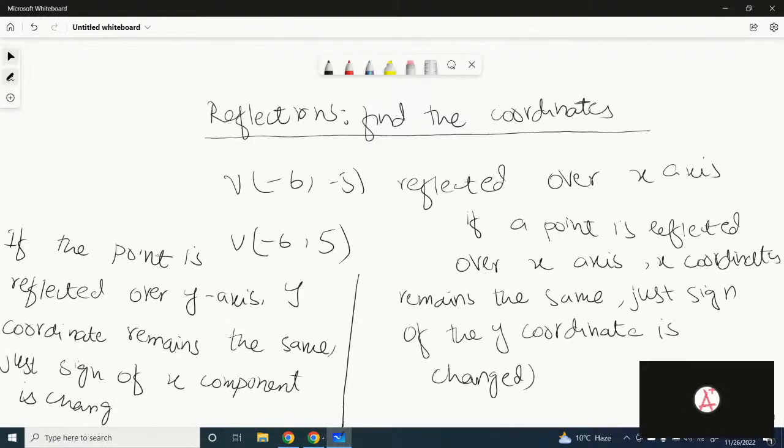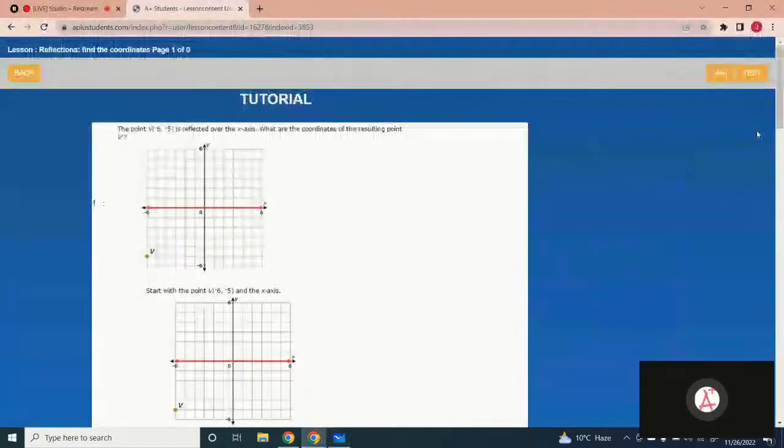Got it? Now just keep these very important lines in your mind and you can find the coordinates by yourself. Okay, let's just start with the test questions.